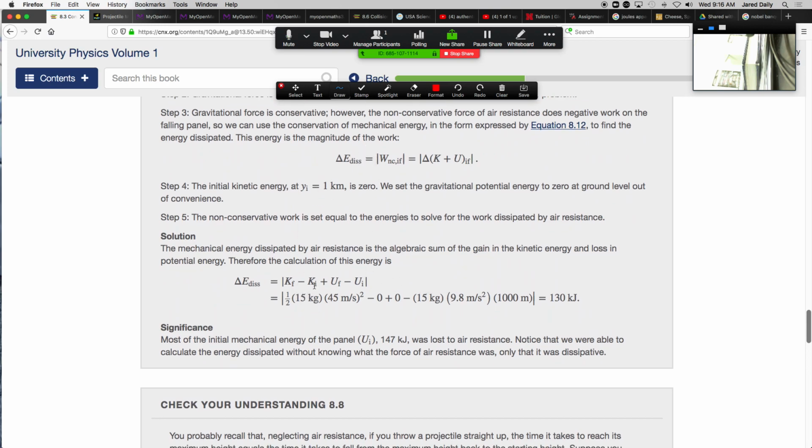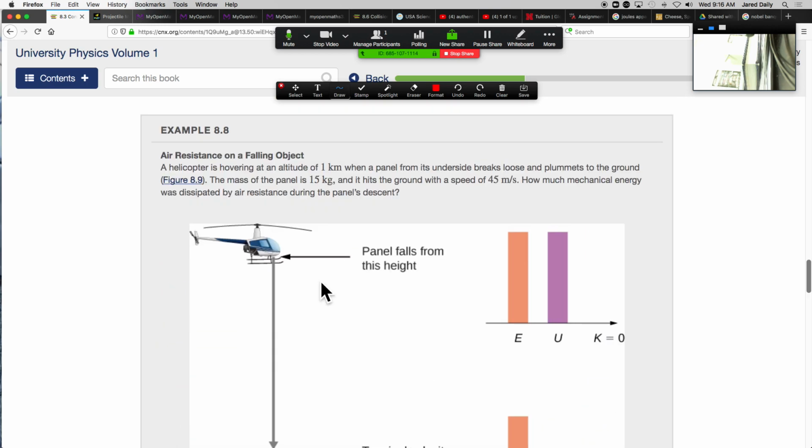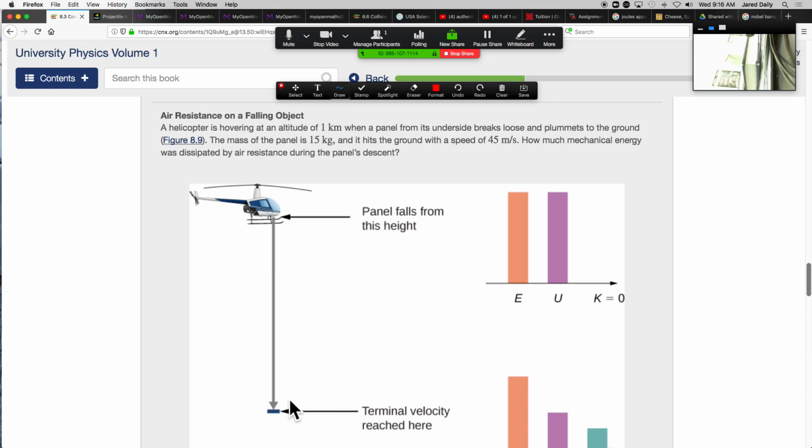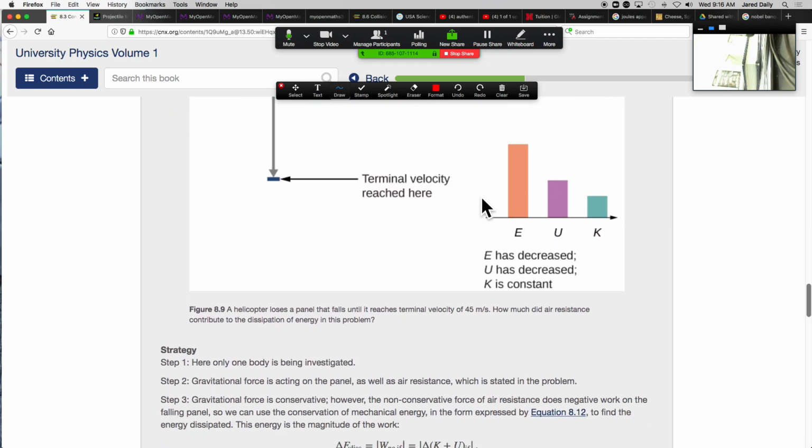So we're going to take the difference in kinetic energies, and they tell us the kinetic energy at the bottom of its fall, which is going to be at some height that they hopefully tell us. We're dropping it from 1 kilometer. The mass of the panel is 15 kilograms, and it hits the ground, so we're going to say that the ground is at 0 height, since it's 1 kilometer above the ground. So the final height is 0, and it hits the ground at 45 meters per second. That's our final velocity. We've got everything we need to know.